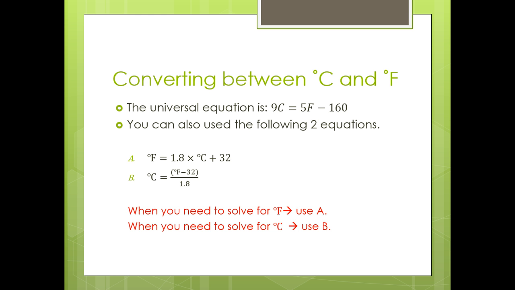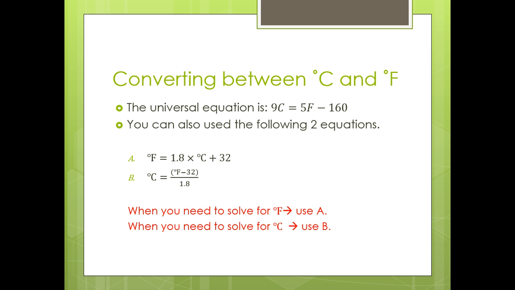Last but not least for this video, we're going to learn how to convert temperature. Now, there are several different ways that you can convert temperature. The universal equation is 9C is equal to 5F minus 160. Or you can use a grouping of 2 different equations, which we have equation A, which is degrees Fahrenheit is equal to 1.8 times degrees Celsius plus 32. Equation B is degrees Celsius is equal to Fahrenheit minus 32 divided by 1.8.